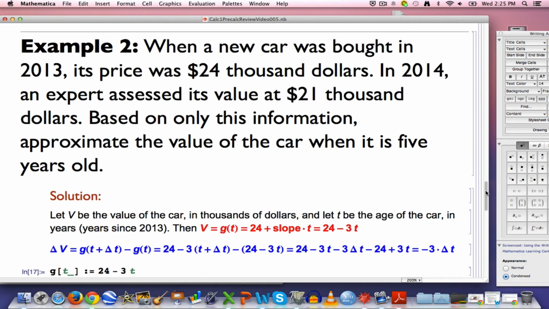Here is our second example, car depreciation. We are again assuming the simplest kind of model here, a linear function. V is the value of the car as a function of time in years since 2013. And we came up with this equation, V equals 24 minus 3t, to model that depreciation in value. And we again saw this principle here that the change in the value, delta V, is proportional to the change in time. Negative 3 times the change in time. Negative 3 is again the slope, just like 31.7 was the slope in the previous example. Here this is negative $3,000 per year.